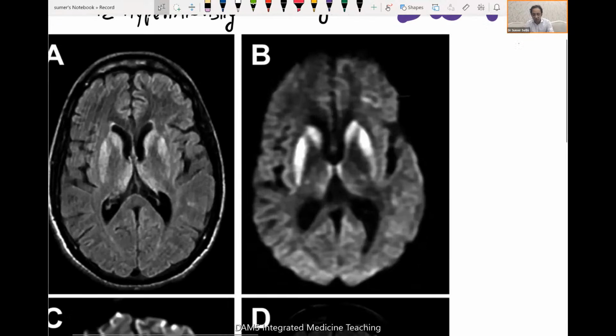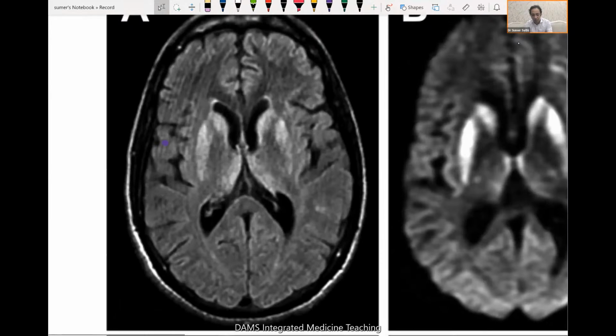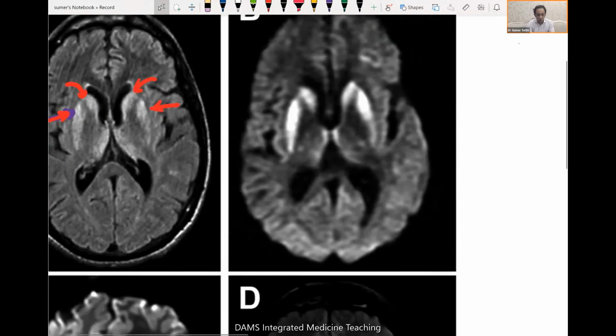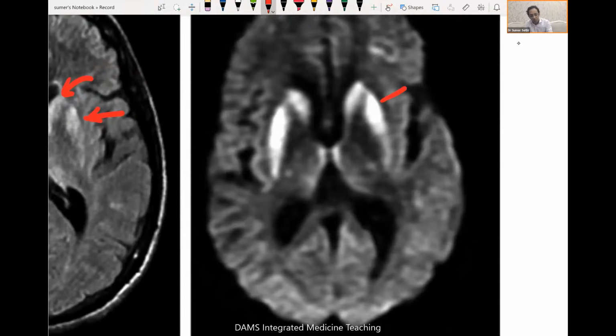So the first image that you see here is a FLAIR MRI, and these are your hyperintensities. Hyperintensity in the putamen, in your caudate nucleus. But look at how easy it is to pick those up on a diffusion weighted MRI. So this is DWI, diffusion weighted MRI, hyperintensity in the caudate nucleus and the putamen.